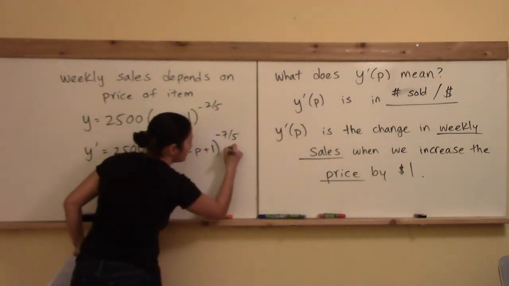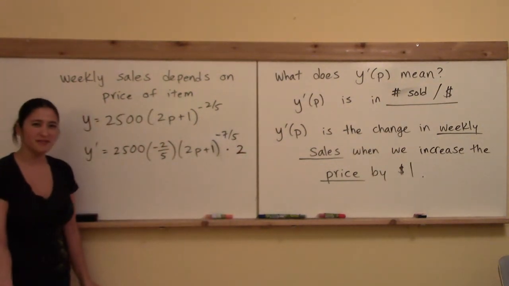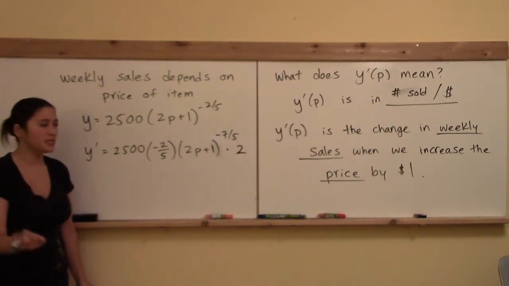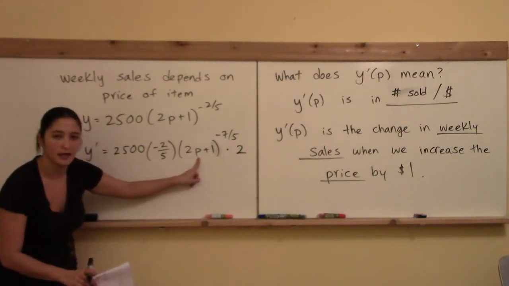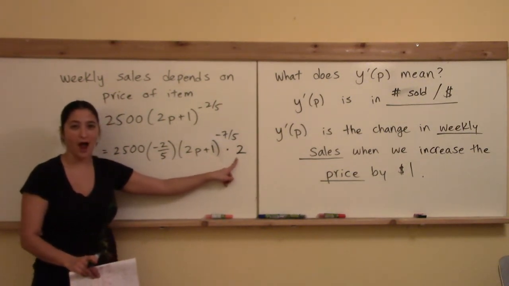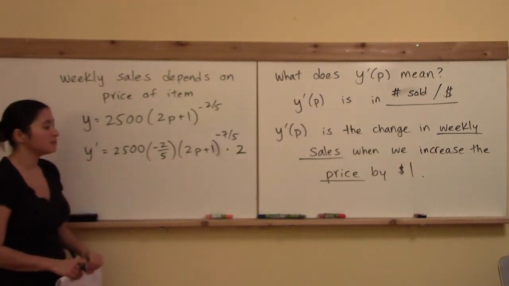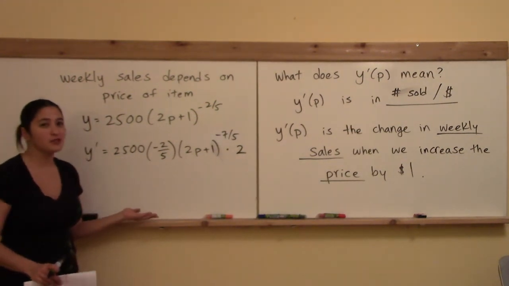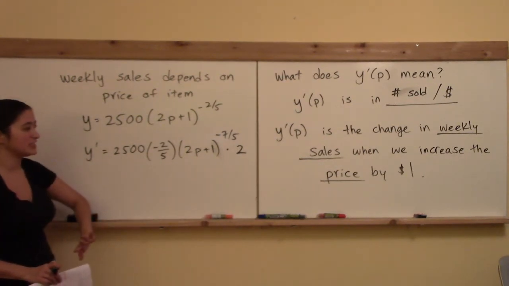okay? So you have to multiply by the number 2. Why do I have to multiply by the number 2? Because 2 is the derivative of the inside function, okay? The derivative of 2p plus 1 is 2. Don't forget to do that. I have seen that so many times, and I hate taking off points for it, but that's your classic mistake right there, okay? So I built it into the video for you guys to see it.